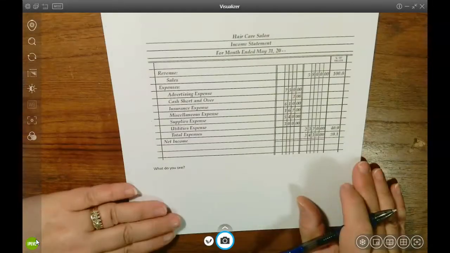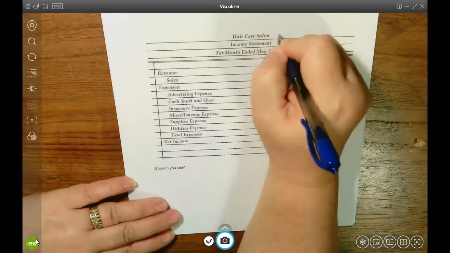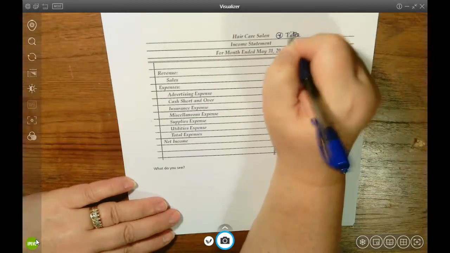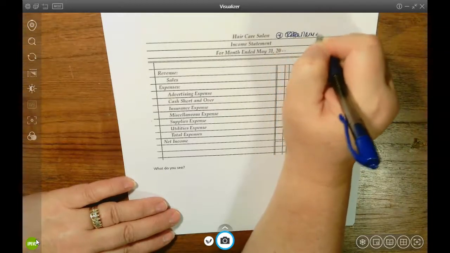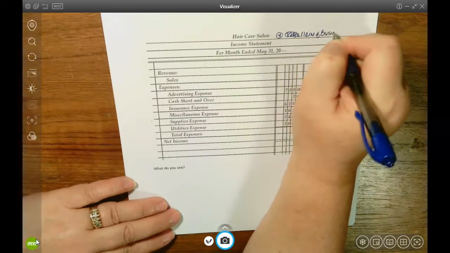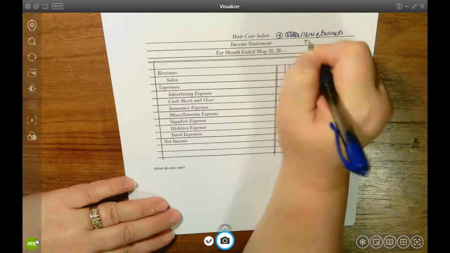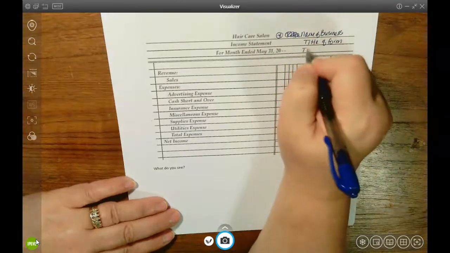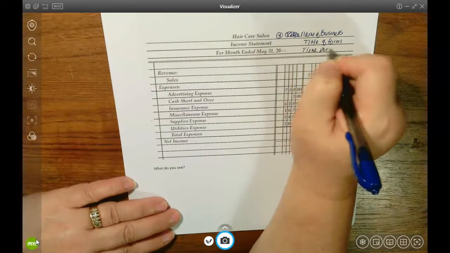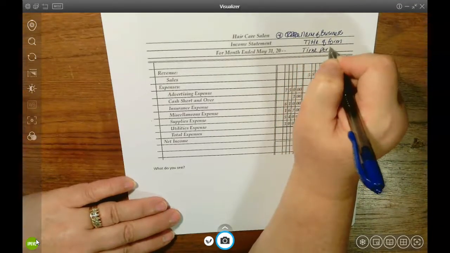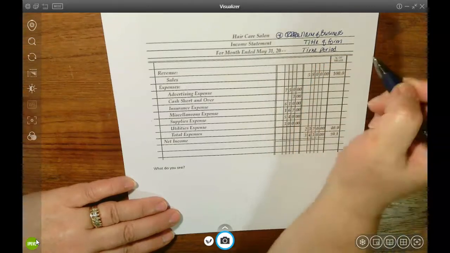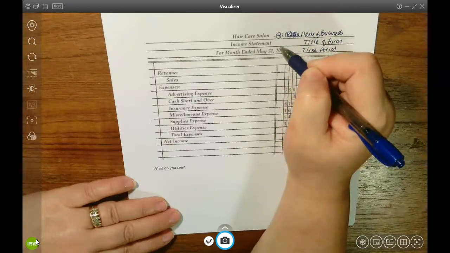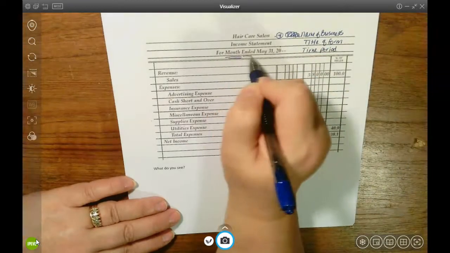All right, so this is what we see. Each accounting form always has the name of the business. There is always the title of the form. Then there's always the time period which the form is for. This is for the business hair care salon. The title of the form is income statement, and the period of time is for month ended.